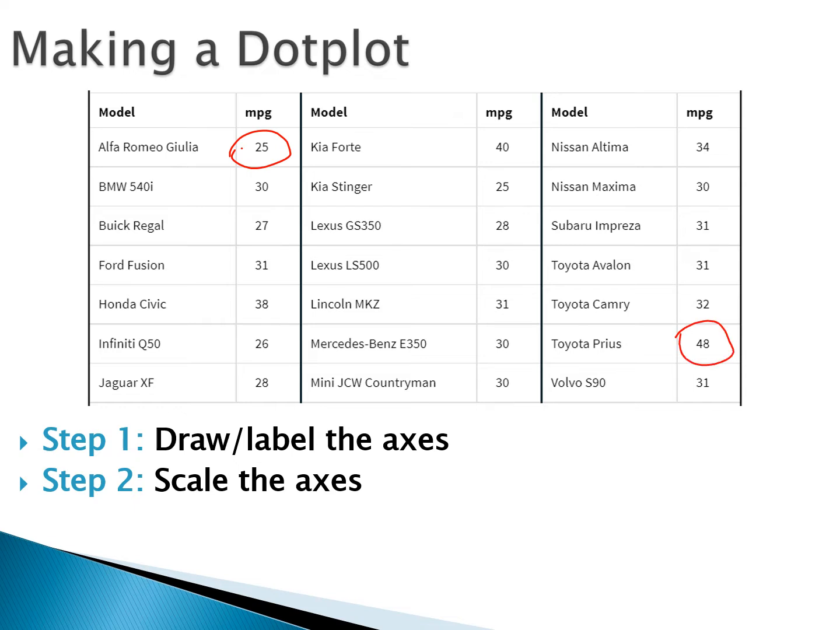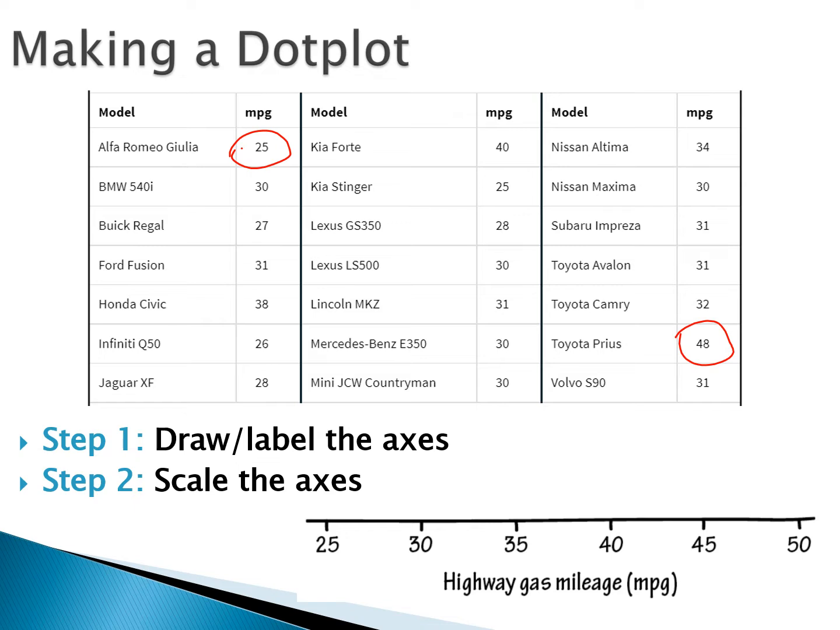Now, a lot of times, the first time people make a dot plot, they'll have every value, 25, 26, 27, 28, etc., all the way up to 48. We really don't need that. So I'm going to choose a smaller interval and just place the dots along that interval. So here we'll start at 25, and then we'll just go by 5s until we hit a number that can eventually fit that maximum.